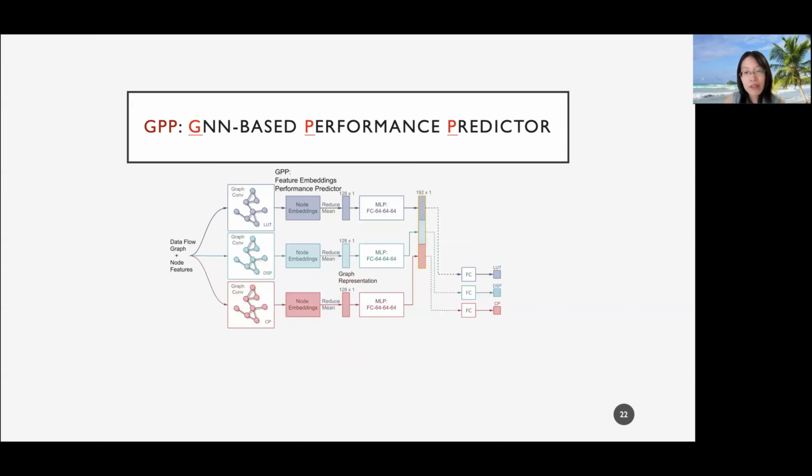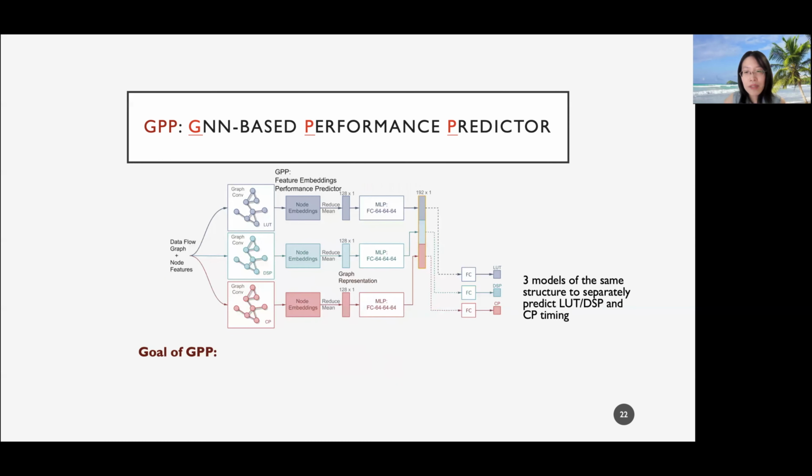If we take a higher view of our GNN-based performance predictor, the left part summarizes the process of generating graph representations, and the right part shows the structure of the feed-forward network. We employ 3 GNN models of the same structure to separately predict the LUT, DSP usage and CP timing.